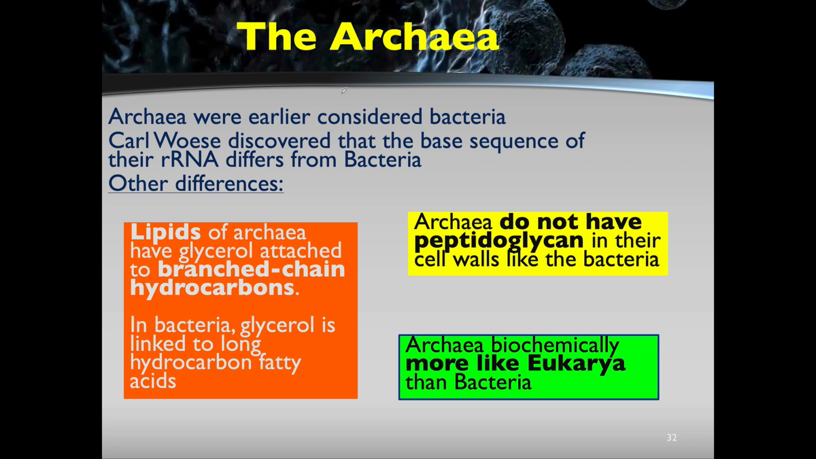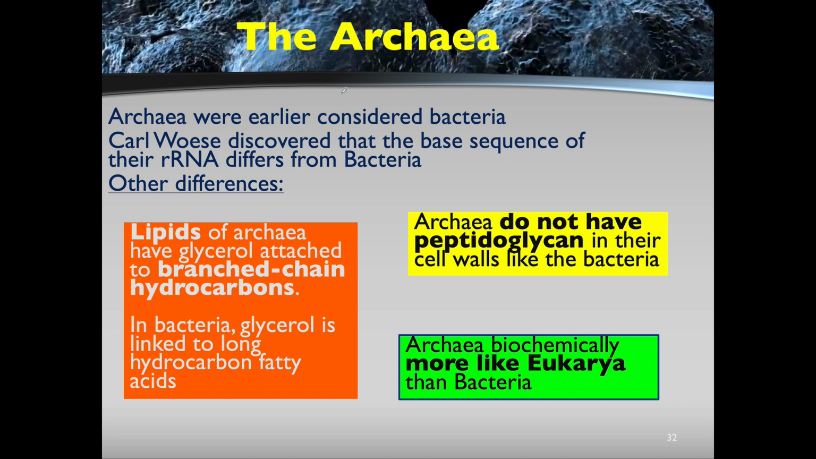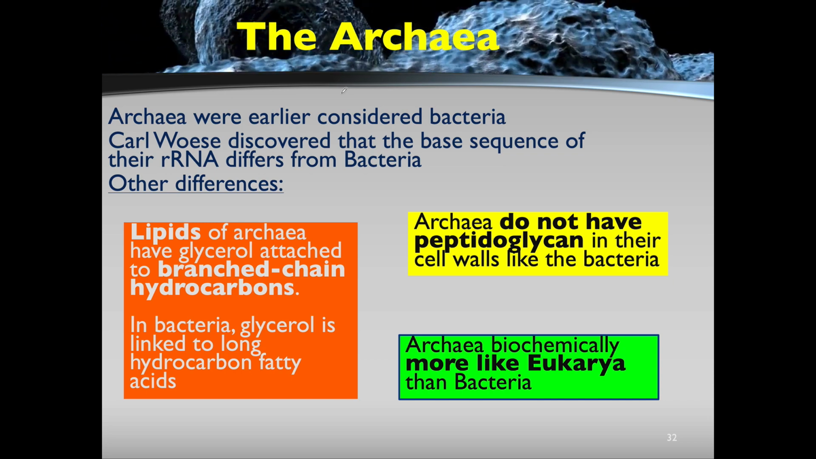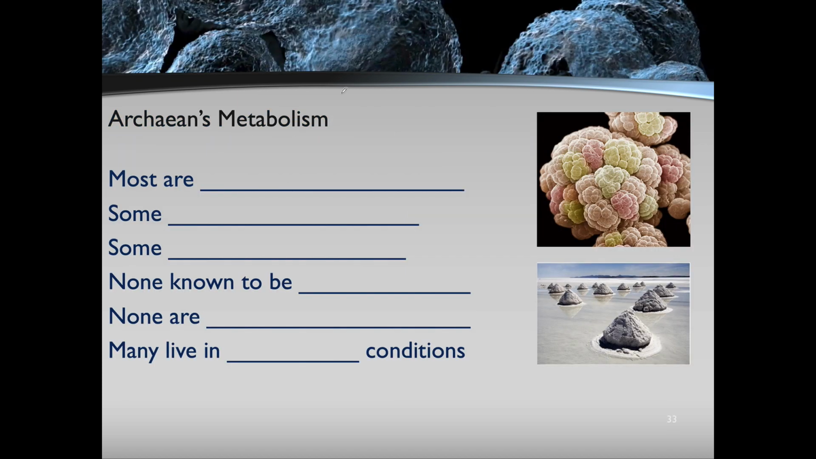When we look at the archaeans biochemically, when we analyze what's inside of them, they're starting to look a lot more like eukaryotes than actual bacteria. Let's take a look at some of the characteristics of their metabolism. Most of them are chemoautotrophs. So again, what that means is they make their own food through inorganic compounds that they oxidize.